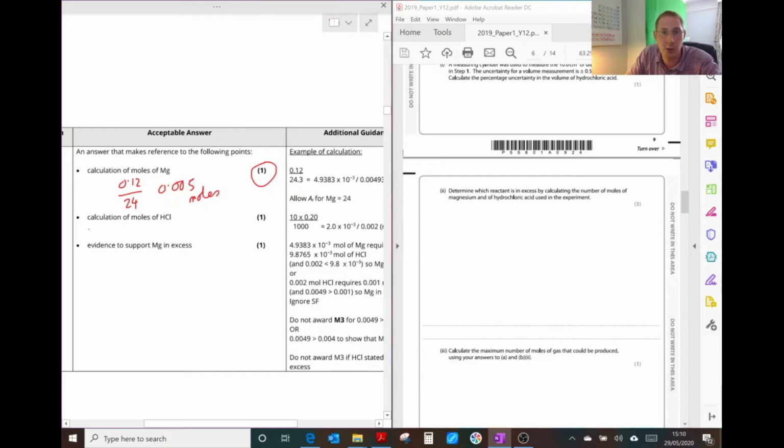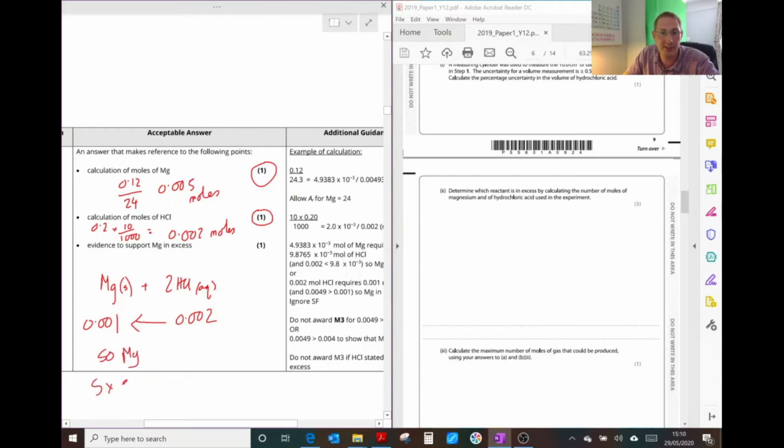Hydrochloric acid, moles is concentration times volume, so 0.2 times 10 over 1,000 gives you 0.002 moles. And many people just compared those and then said, well, you got more magnesium. But what you needed to do was say, because of the equation Mg solid plus 2 HCl aqueous, 0.002 moles of HCl only requires 0.001 moles of magnesium. So magnesium 5 times excess.